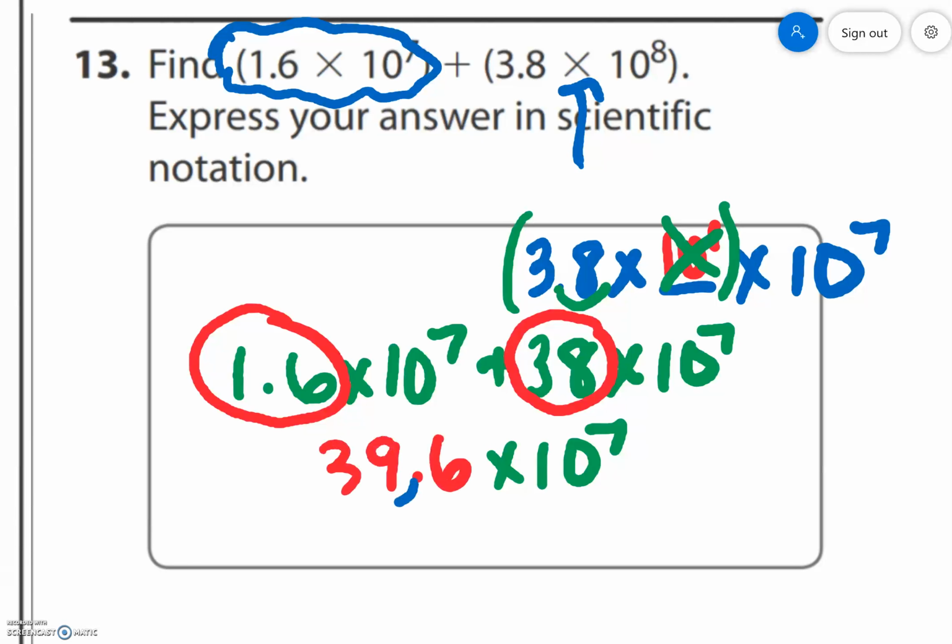Last step, make sure it's in correct scientific notation. 3.96 times 10 to the 8th.